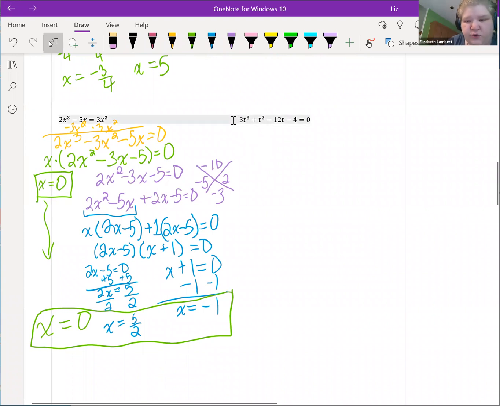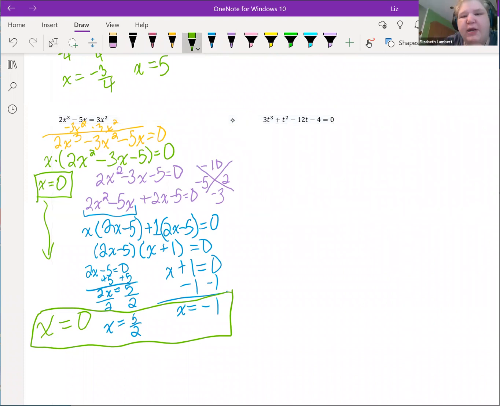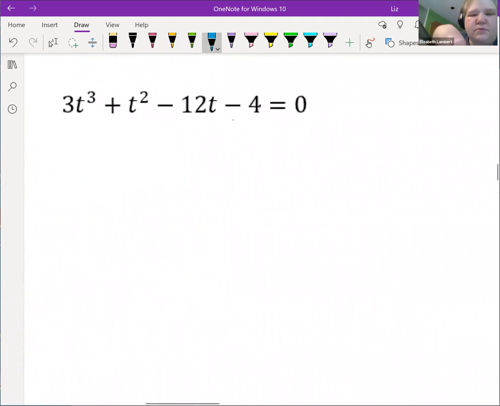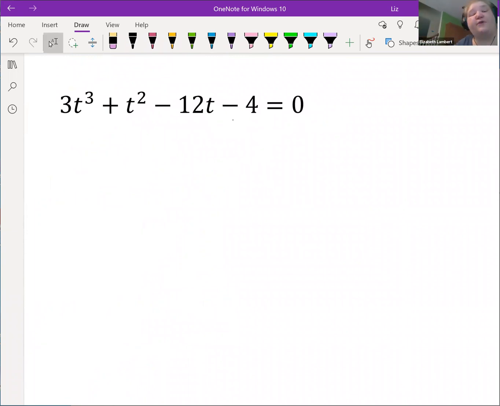All right, 2 more before this video is over. So here, 4 terms, straight off factor by grouping. So the first 2 have a t squared in common.